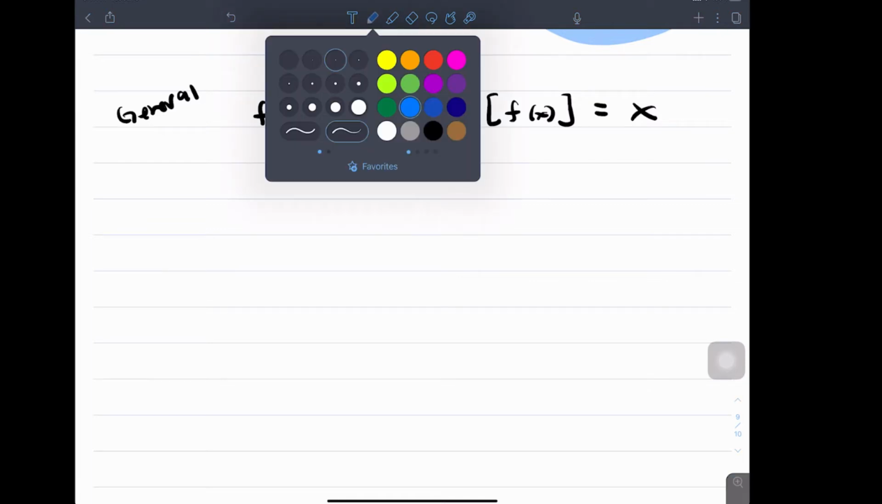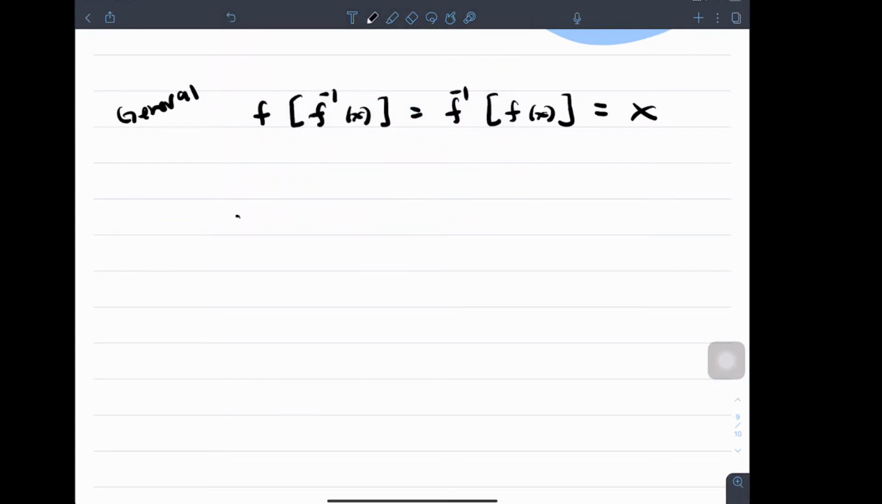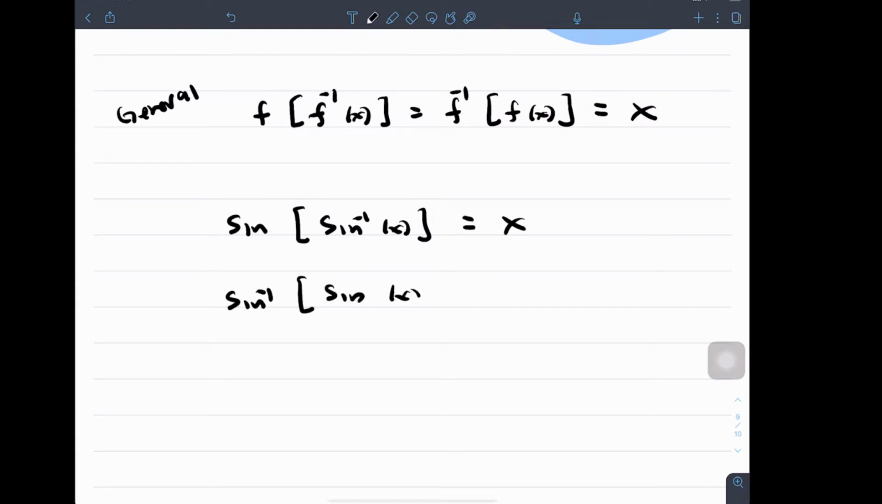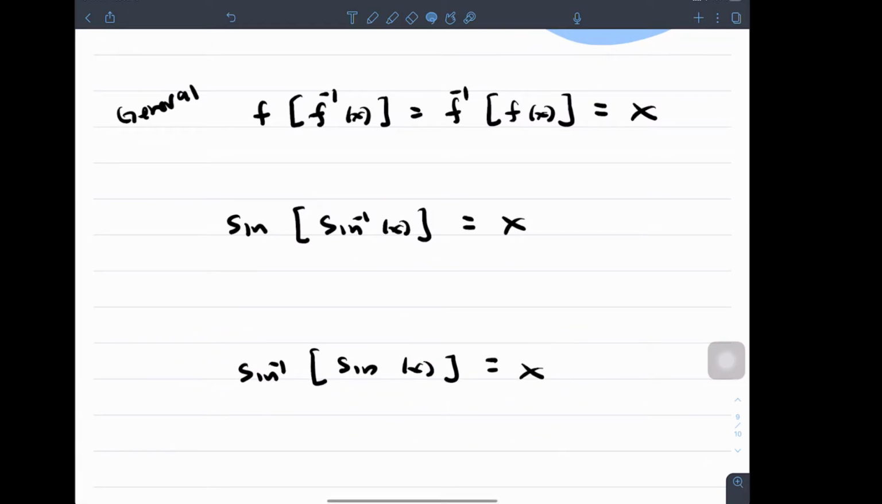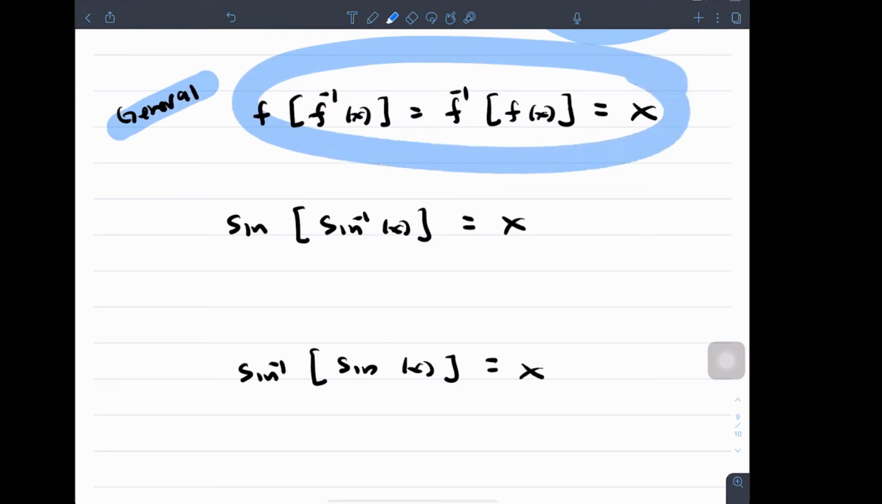Okay, so in this section, you might see sine of inverse sine of x equals x. You also have inverse sine of sine x equals x. So you're really using the general relationship between a function and its inverse here with composition of functions. This is back from Math 125 and pre-calculus.